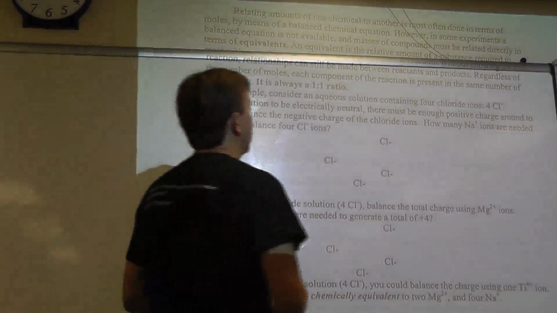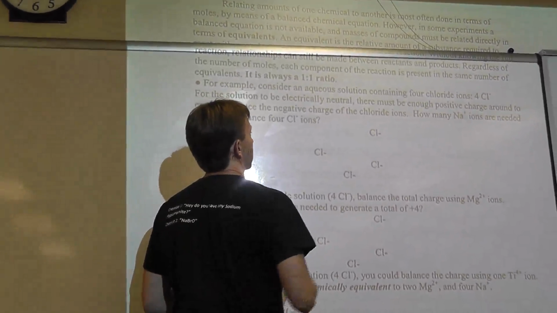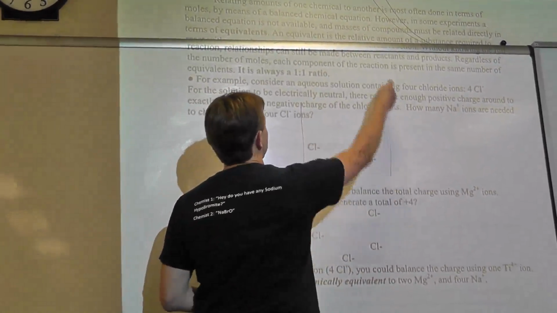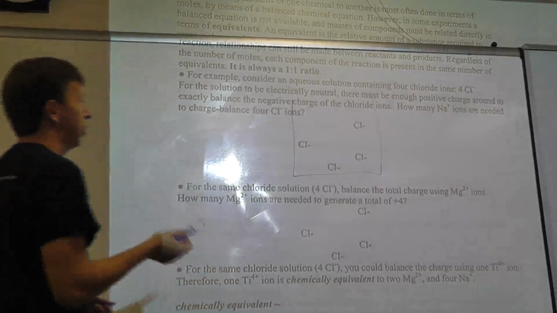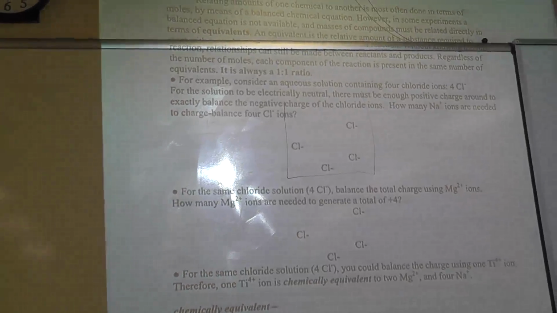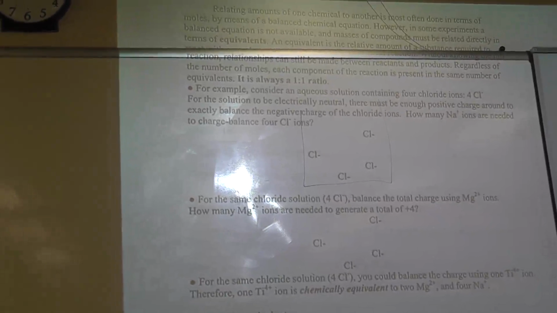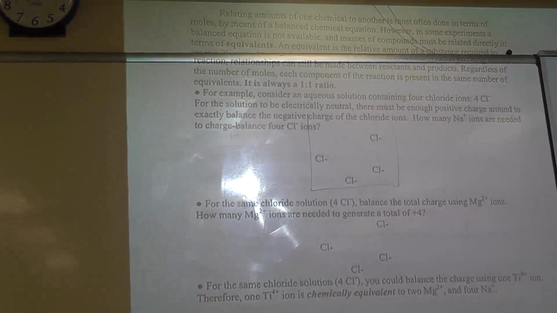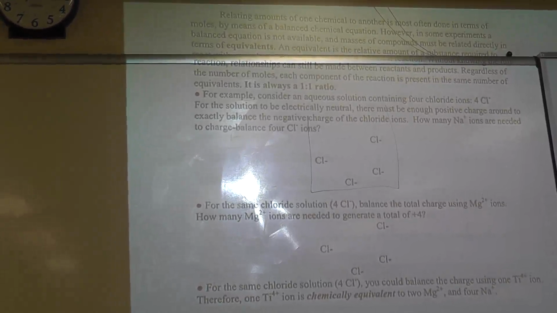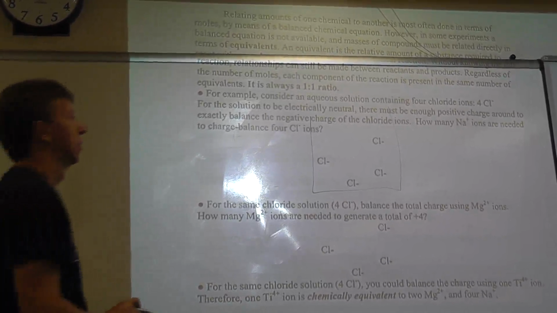First of all, defining equivalence. Let's say this is our beaker. And in our beaker, we've got 4 chloride ions. You know that you can never have a beaker full of positives or a beaker full of negatives, because where you've got one, you've got the other, correct? Ionic charge is balancing out.